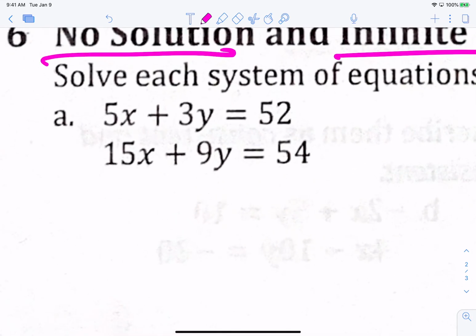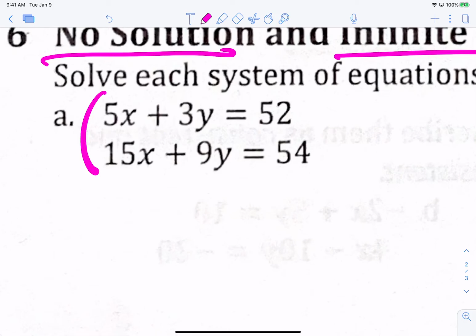Okay, do we want to do elimination or do we want to do substitution on this guy? It doesn't say. You want to do elimination. Okay, so right now if I add the x's together, 5 and 15, that would give me 20. If I add the y's together, 3 and 9, that will give me 12. Nothing cancels out, so I have to do something to one of them.